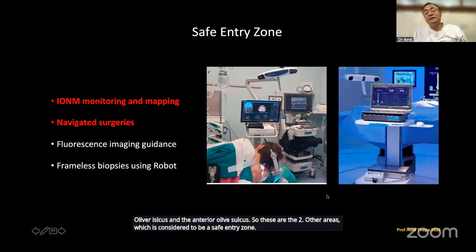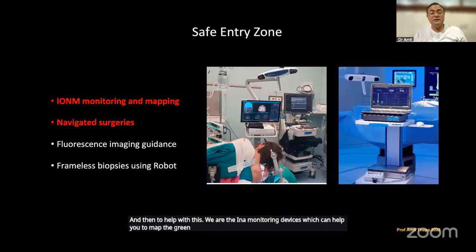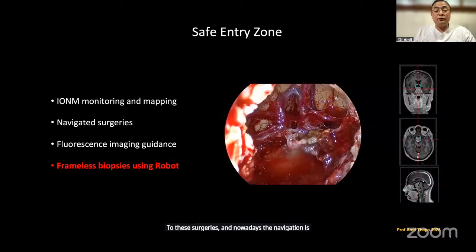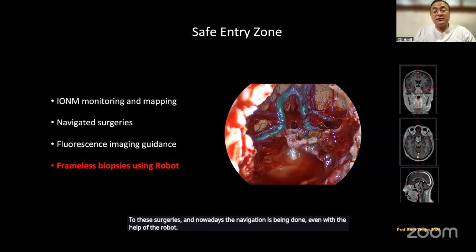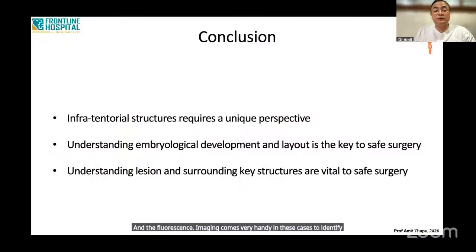And to help with this are the IONM monitoring devices, which can help you to map the cranial nuclei, and navigation is also supposed to be a good adjunct to these surgeries. And nowadays, the navigation is being done even with the help of the robot. And fluorescence imaging comes very handy in these cases to identify the vessels and the tumor around.